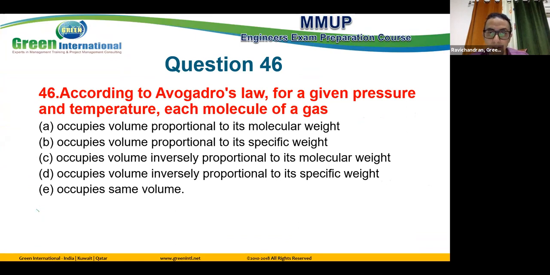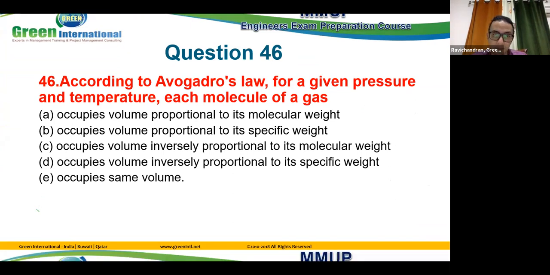According to Avogadro's law for pressure and temperature, each molecule of a gas, as per definition, each molecule of a gas occupies the same volume.